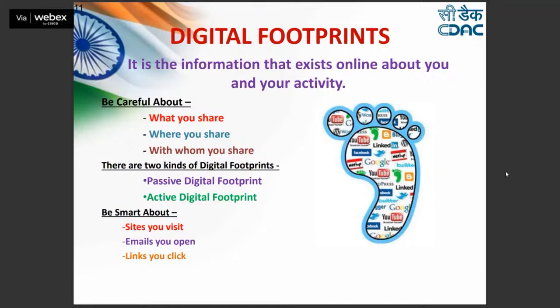For example, suppose you are going to open one website. While opening that website, your IP address is automatically traced, your location is traced, and your ISP details are also traced. So this is the passive digital footprint, where you have accessed one website, but while accessing that website, a few pieces of information were leaked, like your location, your IP address, and your ISP, internet service provider information.